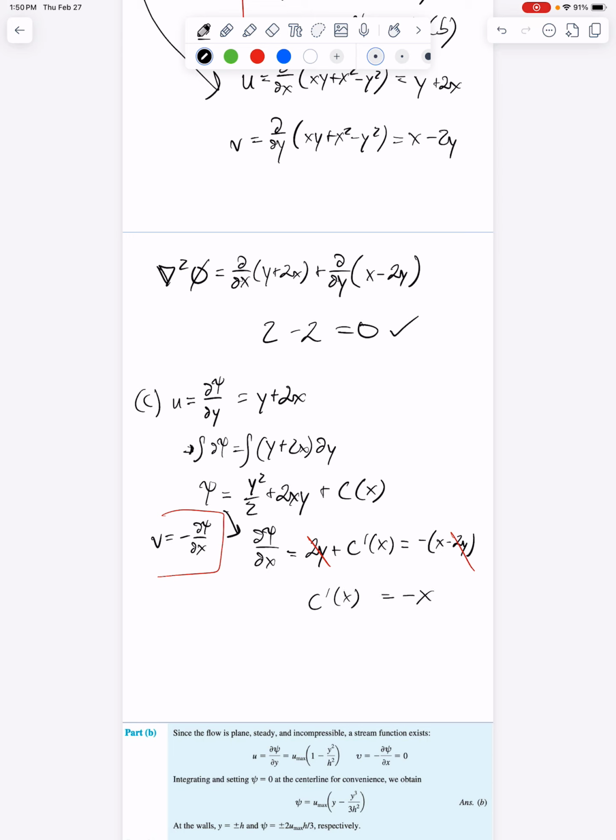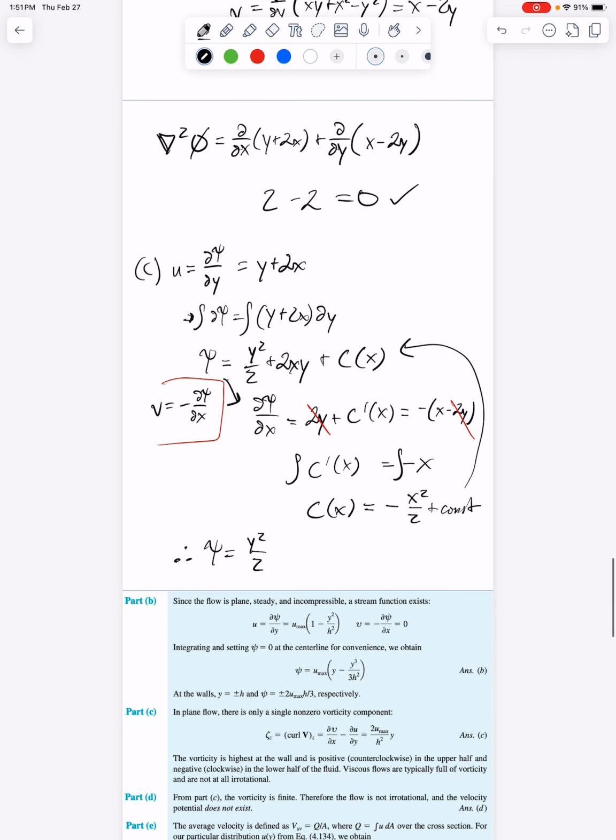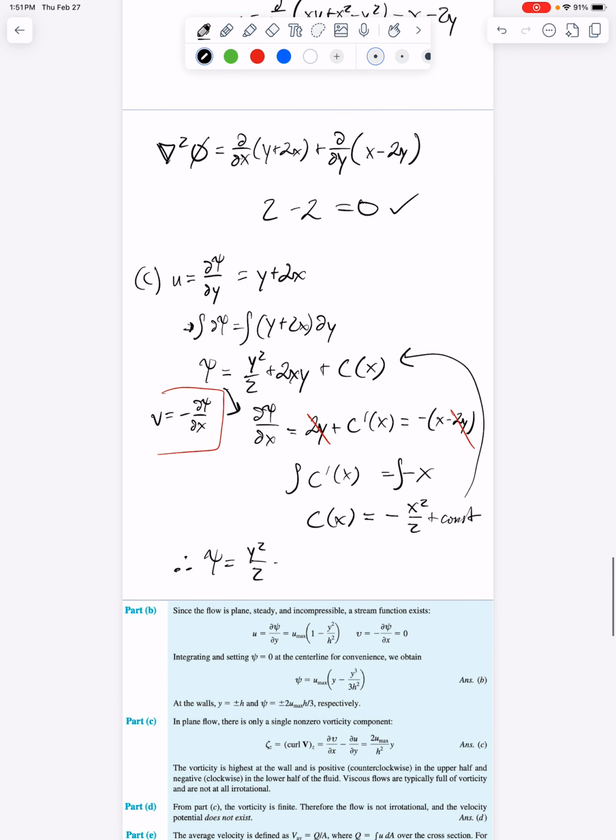To obtain c, which is part of our solution for psi, integrate both sides, and we get that c of x is equal to negative x squared over 2 plus a numerical constant from the general integral. We're going to plug this back in here. Therefore, the final solution is psi equal to y squared over 2 plus 2xy minus x squared over 2 plus a numerical constant, which we can cancel out because psi is going to be a numerical constant itself.